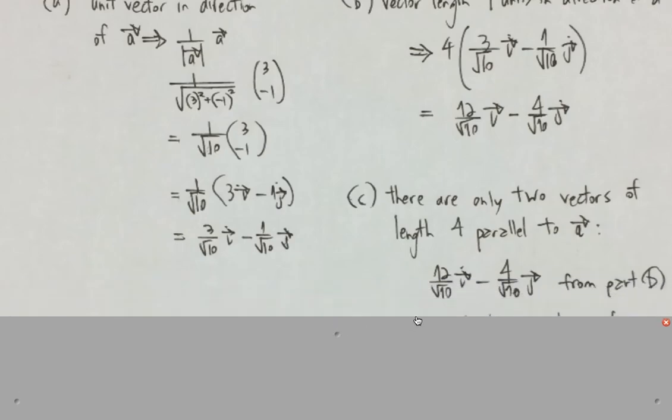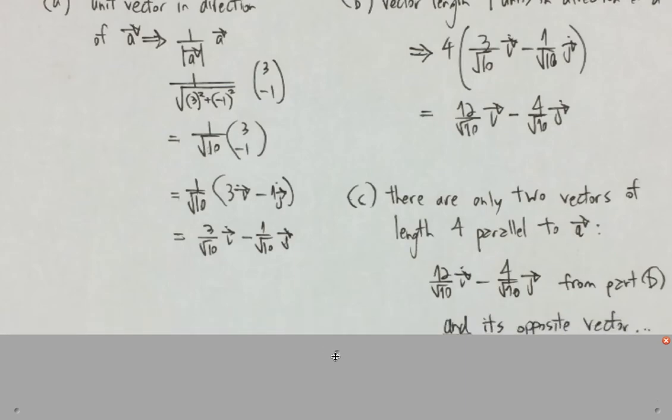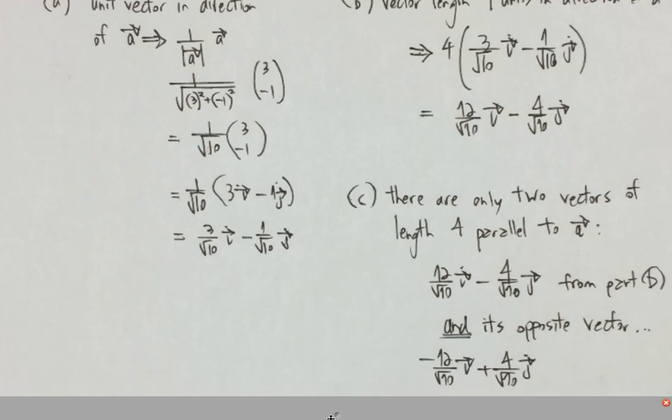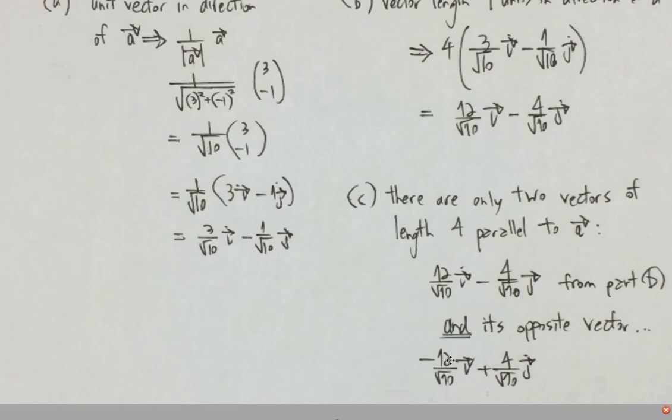So in other words, from part B, that's one of the vectors parallel to a of length 4, and its opposite. So you take -1 and distribute that through, and that's the second vector that is of length 4 and parallel to a.